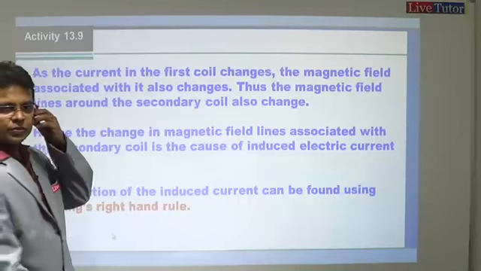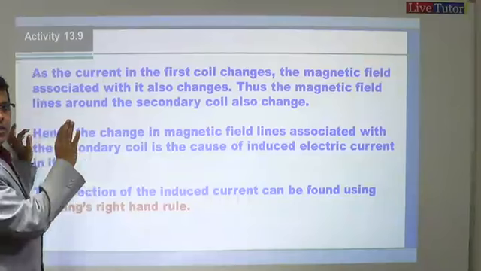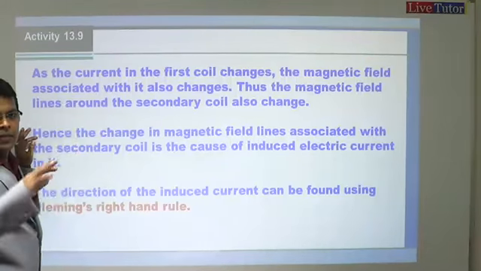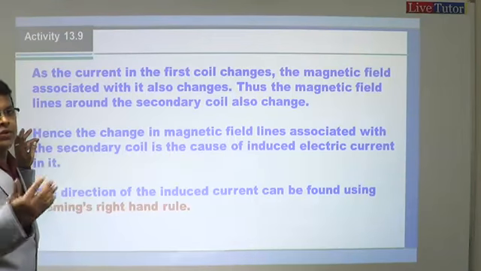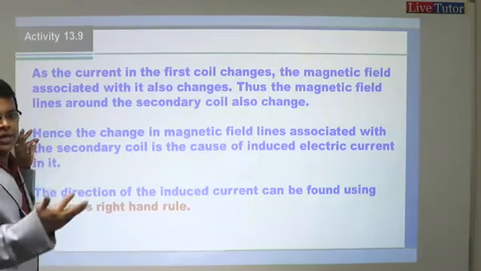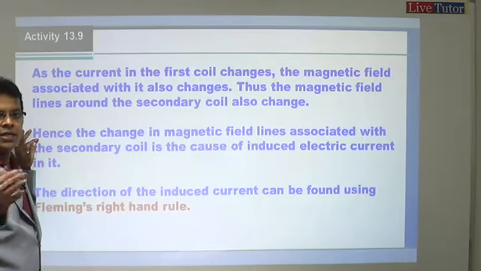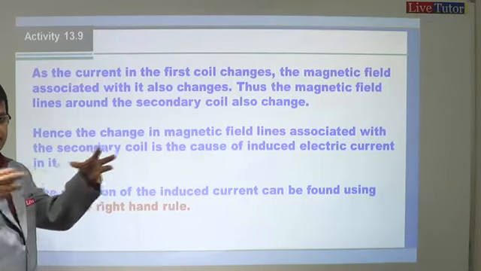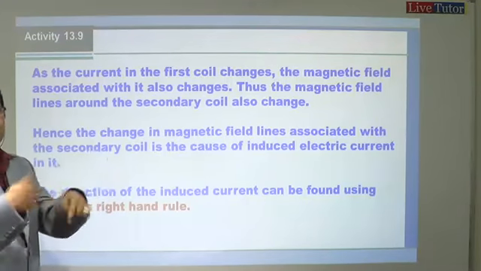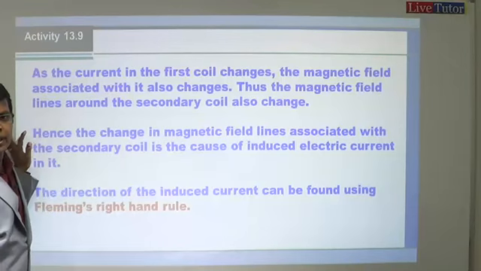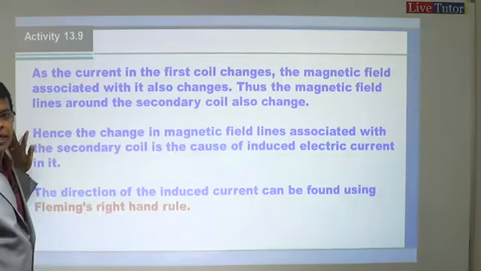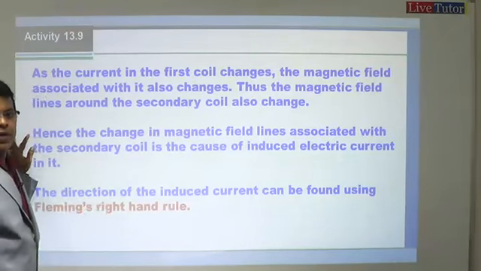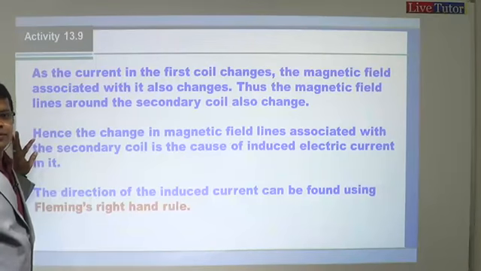Right. Now, as we have seen, the change in the current in the first coil changes the magnetic field or magnetic flux associated with the same coil, and this creates a change in the magnetic field around the secondary coil, because the coils are placed on the same axis. So this produces a change in the magnetic field associated with it, and this is what creates an induced EMF. Now, to understand the direction of current, we are going to use Fleming's right hand rule.